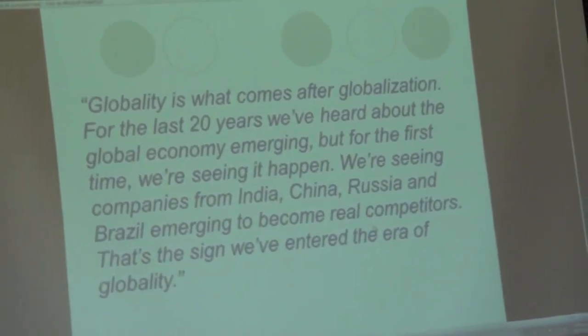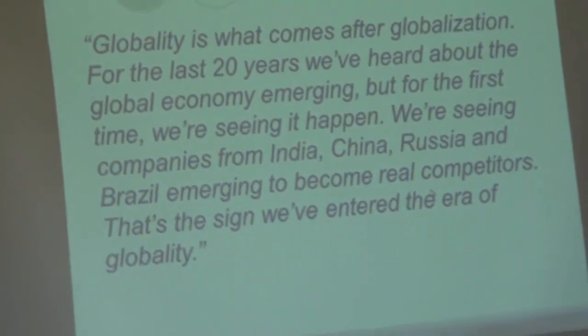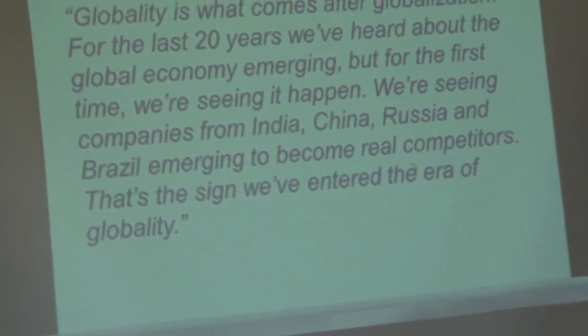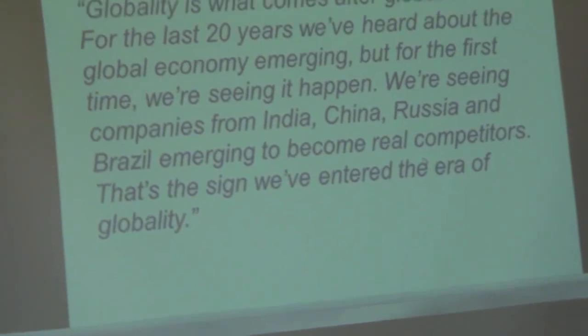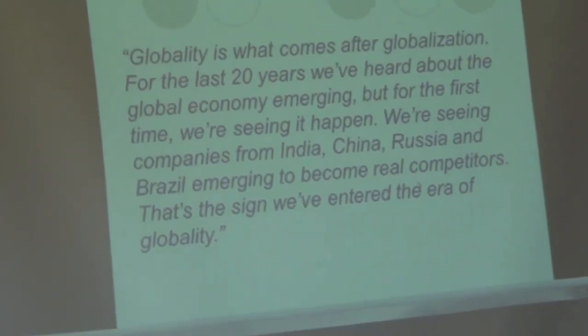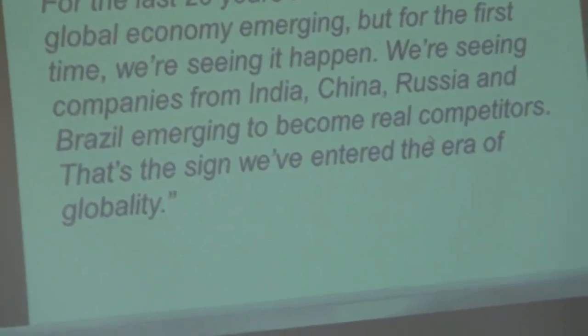For the last 20 years, we've heard about the global economy emerging, but for the first time, we're seeing it happen. We're seeing companies from India, China, Russia, and Brazil emerging to become real competitors. That's a sign we've entered the era of globality.